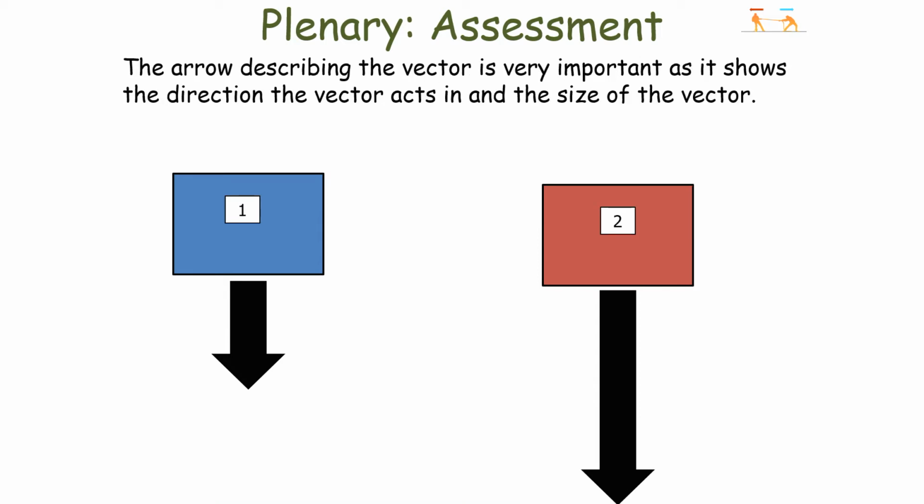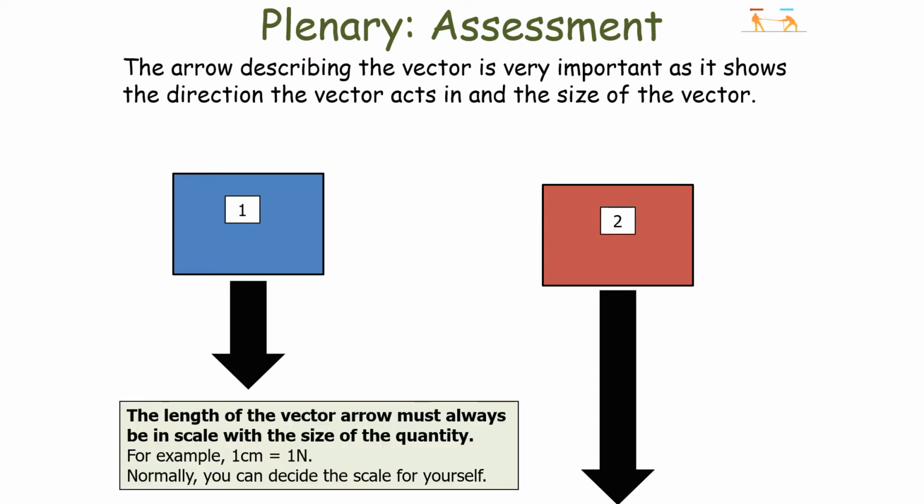So the arrow describing the vector is very important as it shows the direction the vector acts in and the size of the vector. The length of the vector arrow must indicate the size of the quantity, and it must be in scale. So for example, we could say that 1 centimeter equals 1 Newton. Now you can actually decide the scale you want to use yourself.